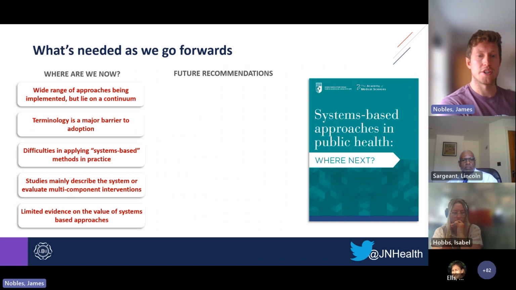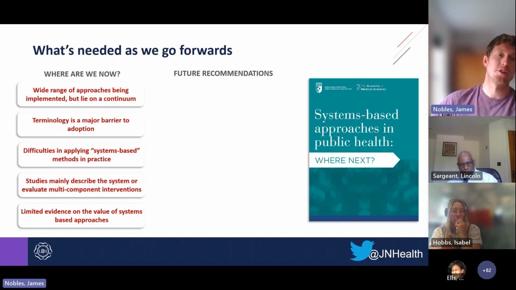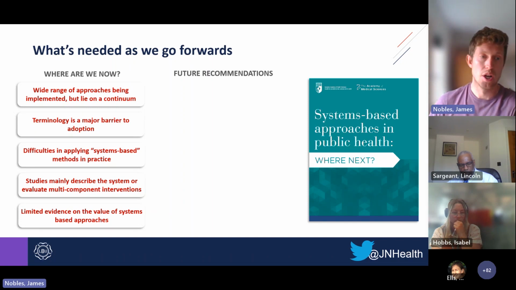So at one end of that continuum, we might have a very traditional public health intervention, which is being evaluated through a bit of a systems lens. In the middle, we might have approaches which are using things like systems dynamics modeling or agent-based modeling to get a better understanding of the dynamics and the causal factors within a system. And then at the other end of that spectrum, we've got the implementation and the evaluation of those more comprehensive systems approaches, which I gave the definition for earlier.